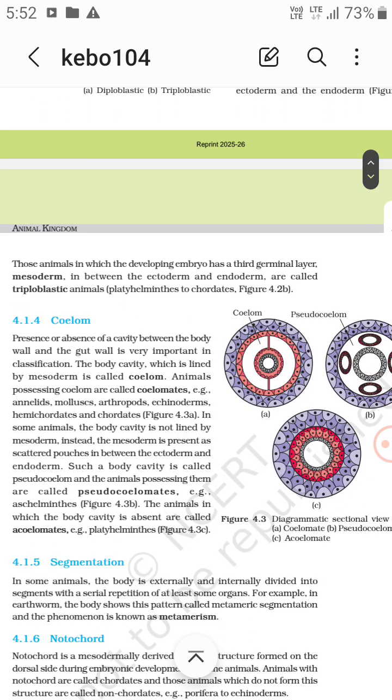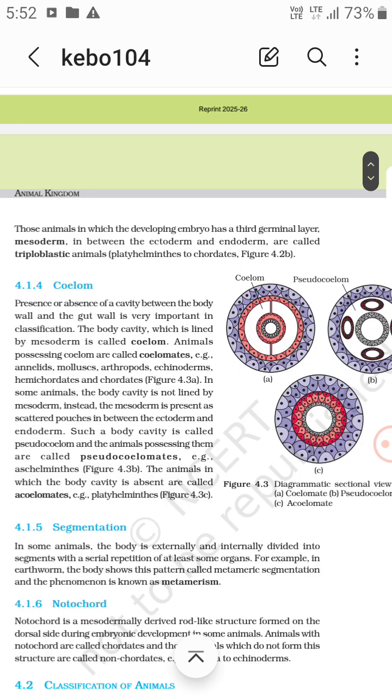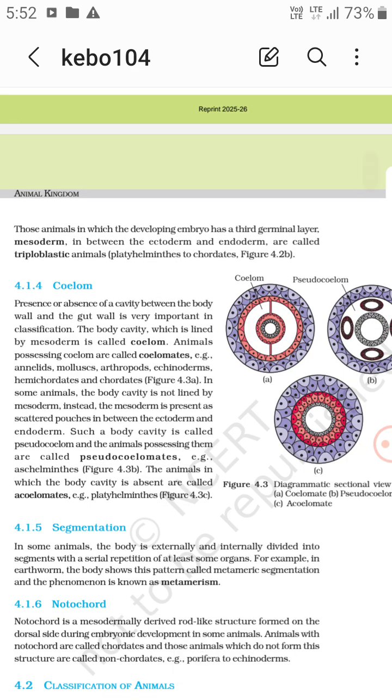Then coelom. The presence or absence of a cavity between the body wall and the gut wall is very important in classification. This body cavity, which is lined by the mesoderm, lies between the body wall and the gut wall. If the cavity is lined by the mesoderm, it is called the coelom, and the animals are coelomates.